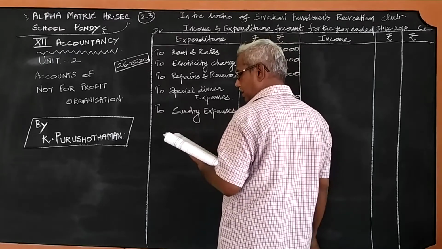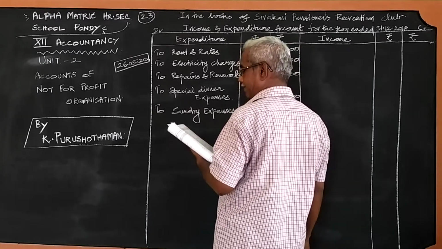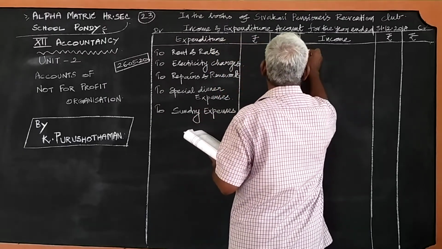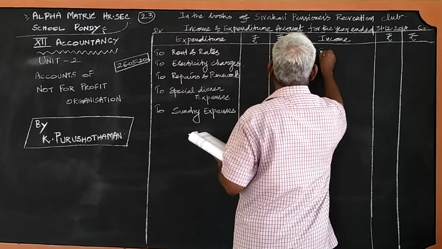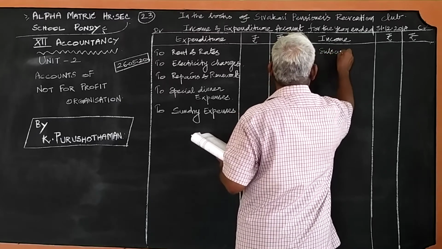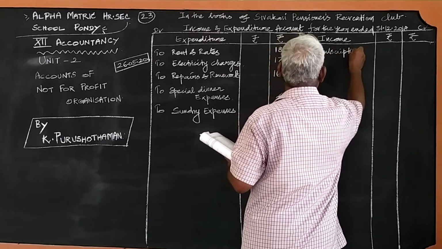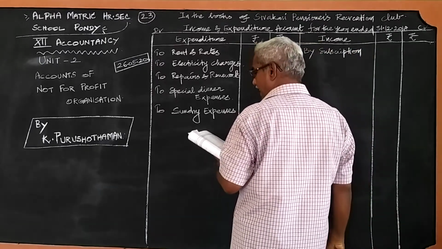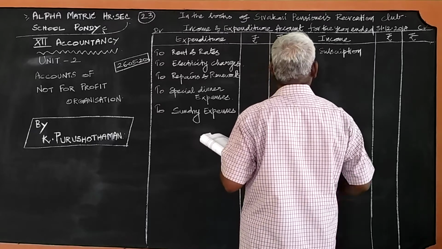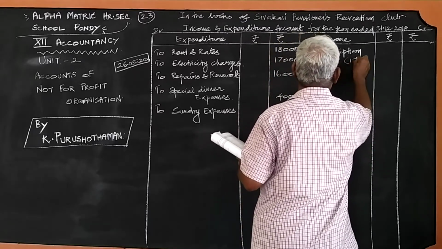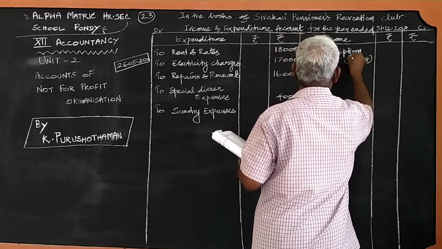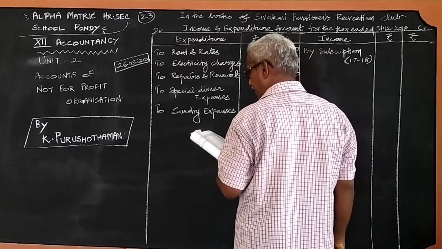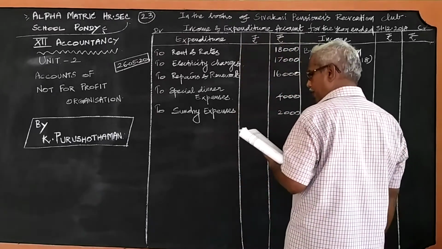Now we shall pass on to the income side. What are they? First item, subscription. Subscription meant for this year 2017-18 is 25,000.